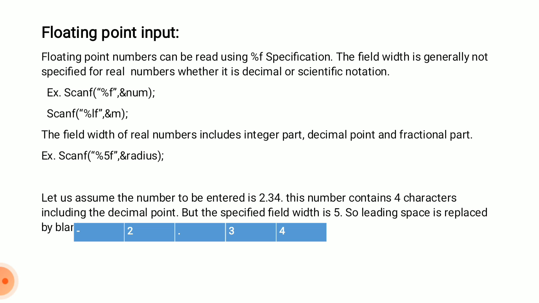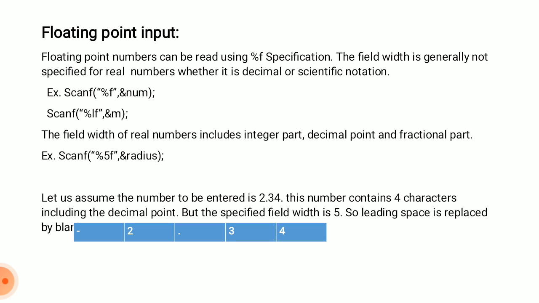The field width of real numbers includes the integer part, the decimal point, and the fractional part. So the field width includes all these three parts. Here we will see one example, scanf %5f. As I told, 5 is the width of the field, the width of the floating point field, and radius is the variable where the floating point is stored. Assume the number to be entered is 2.34. 2 is the integer part, the point is the decimal point, and 34 is the fractional part.